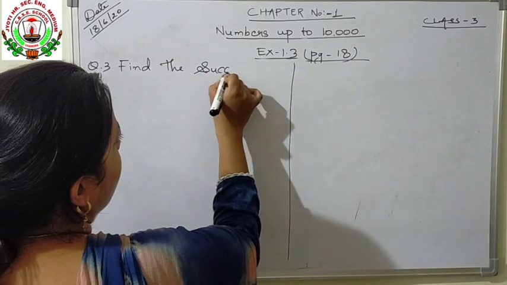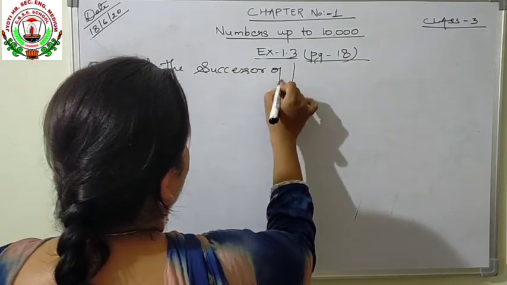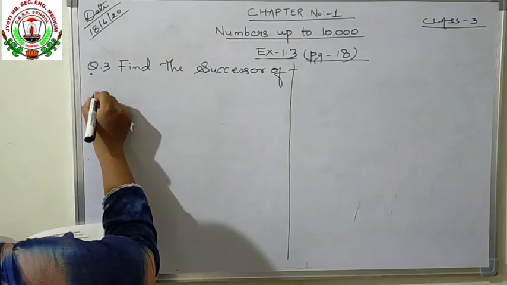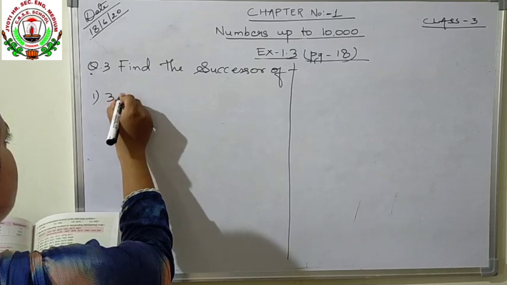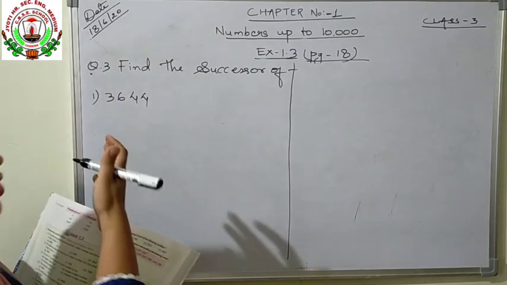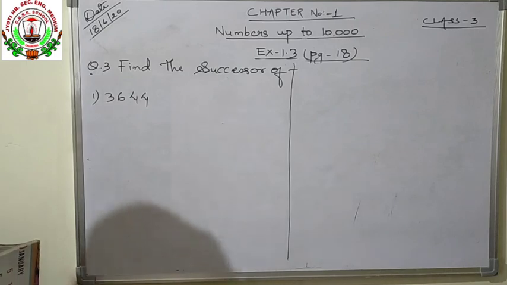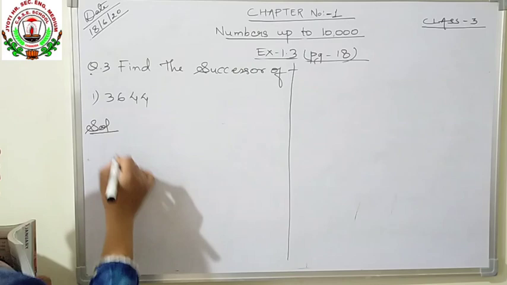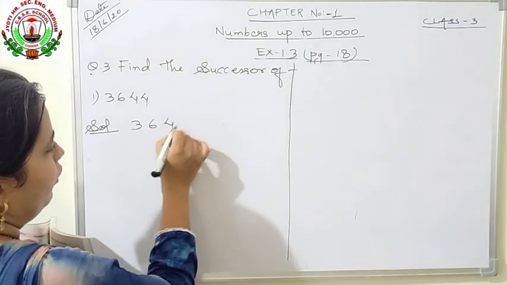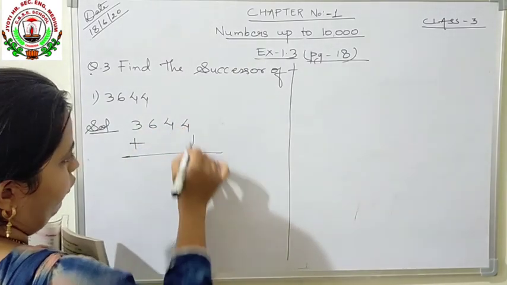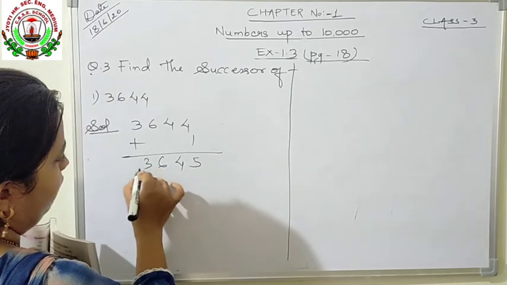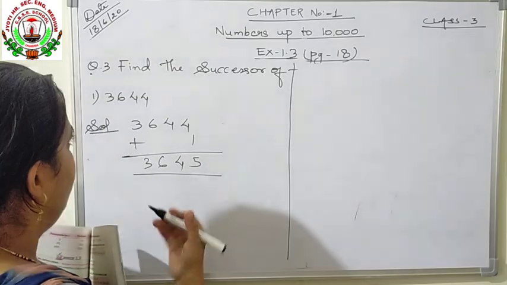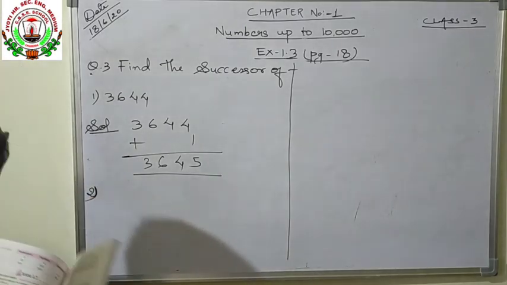Find the successor of the given number. So how will we write? First one, 3644. What is the successor of this number? As I have said, you have to add one to the given number. So what will be the solution? The solution will be 3644 plus 1. 4 plus 1 is 5, then 4, 6 and 3. What is the successor of the given number? The successor of the given number is 3645. Question number 2.